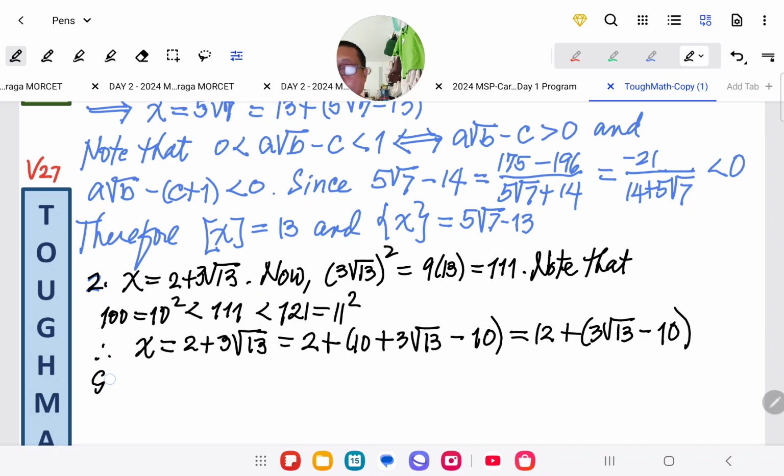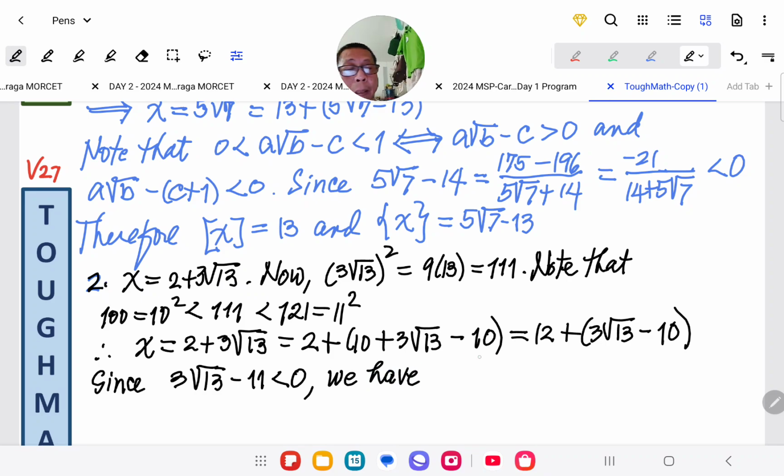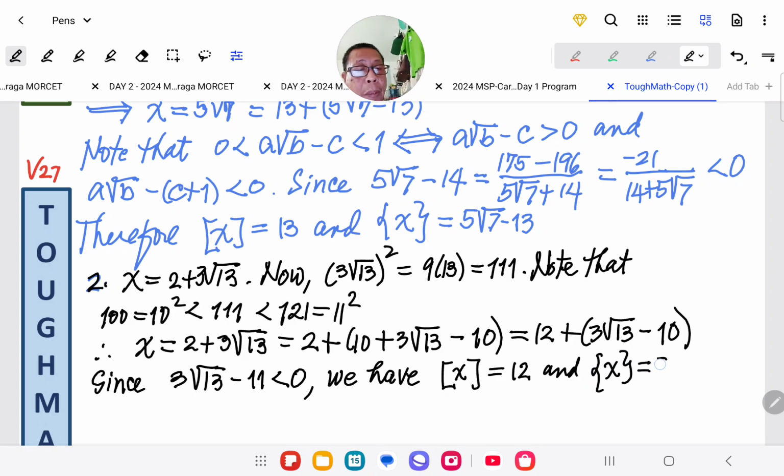Okay, since 3 square root of 13 minus 11 is negative, we have the greatest integer value of x is equal to 12, and the fractional part of x is equal to 3 square root of 13 minus 10.